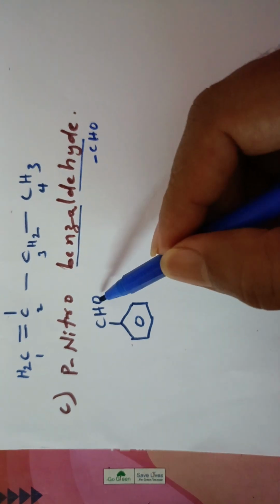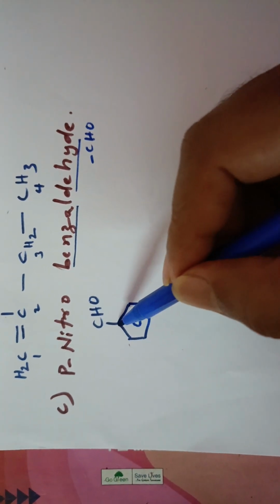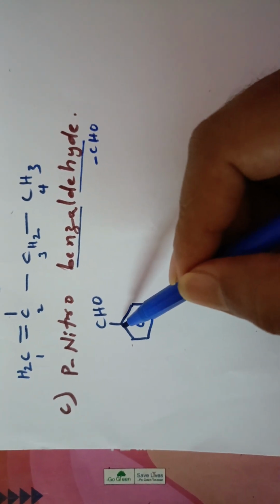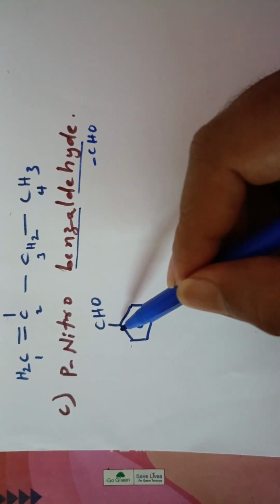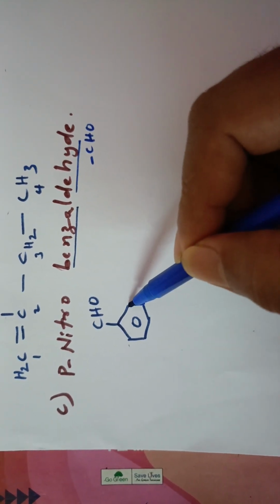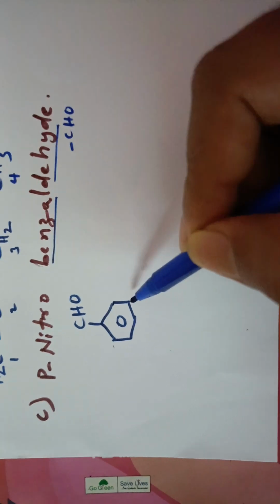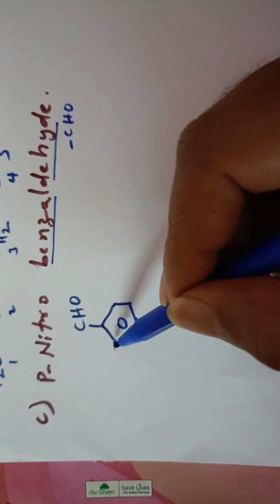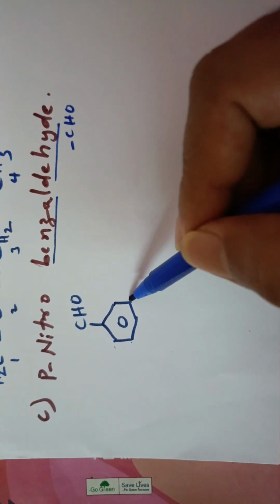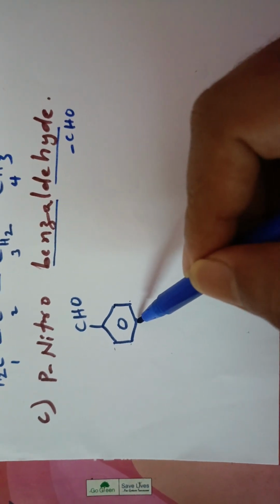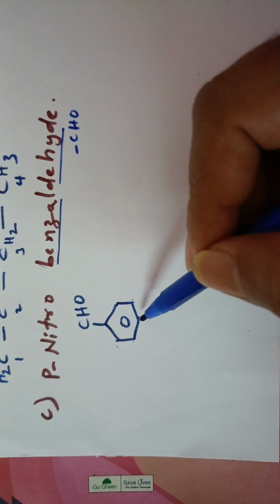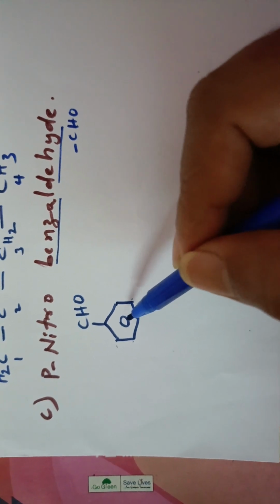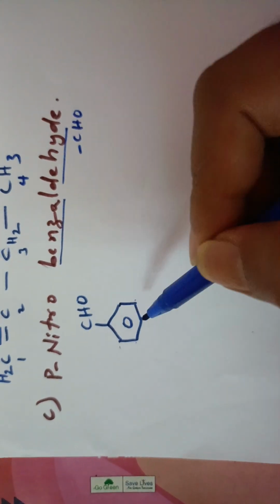This is the functional group. It is attached to this carbon. This is the first carbon, this is the second carbon, this is the third carbon. This third carbon is called meta. This second carbon is called ortho. This is the ortho, this is the meta, this is the para. The fourth carbon is the para carbon, or para position to this functional group.